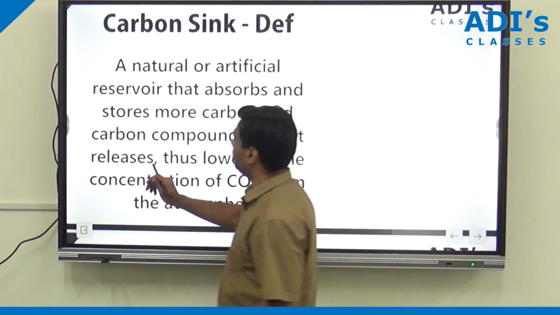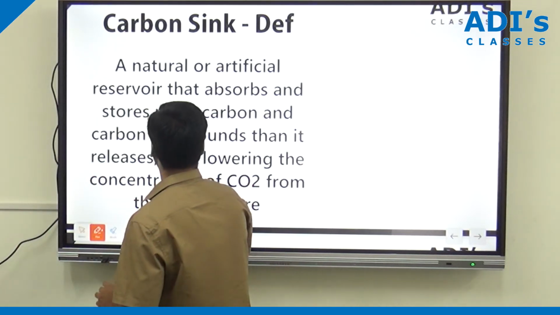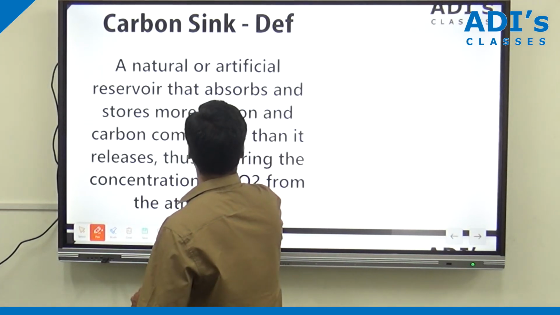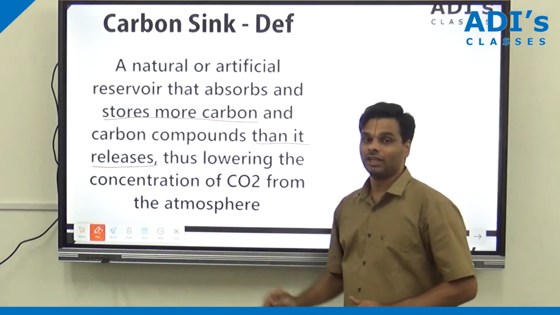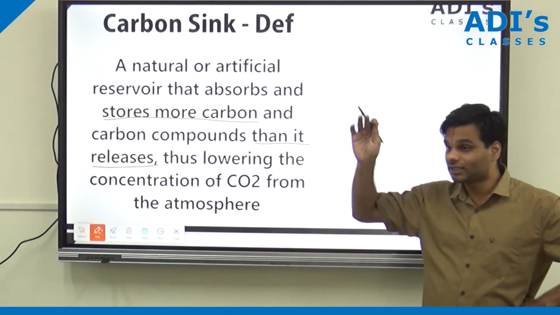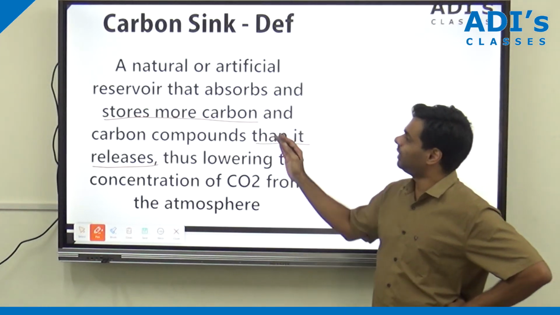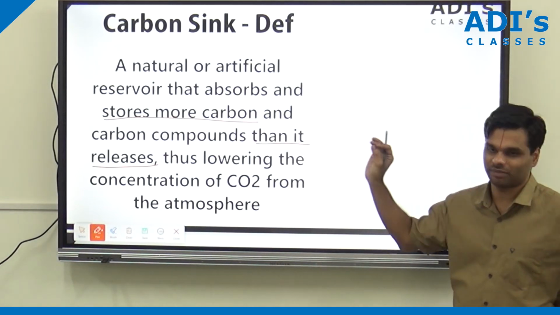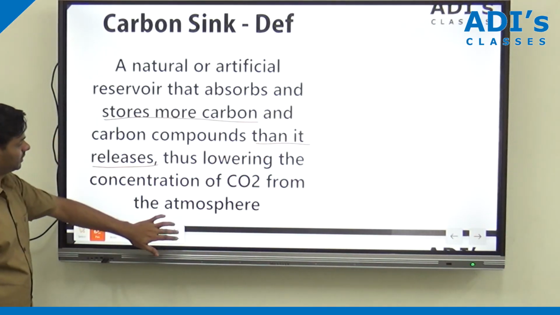Now, one more important part that I want to highlight is that a sink stores more carbon than it releases. These are physical places that may also release carbon dioxide, but they will end up storing more carbon dioxide. A simple example of this is wetlands. You know what wetlands are, no? Wetlands are a very simple example of a carbon sink. Even forests are carbon sinks, no doubt. Oceans are also carbon sinks.